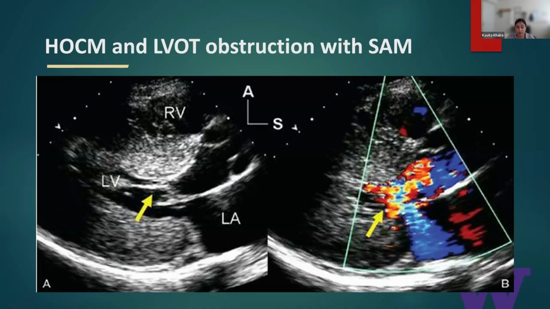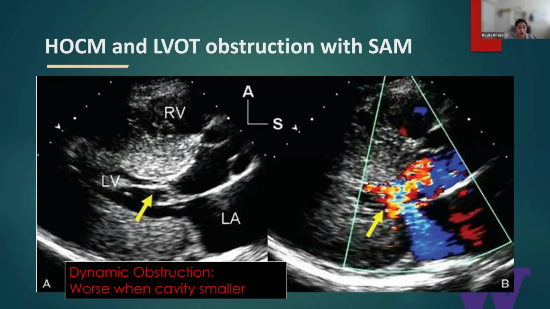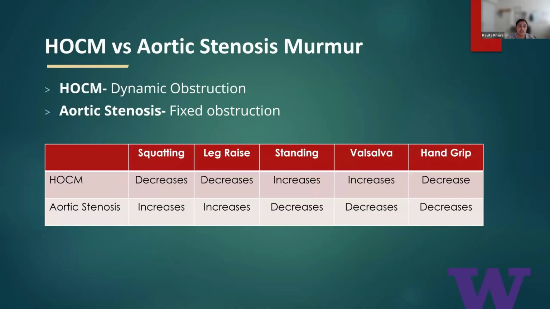with aortic stenosis versus hypertrophic cardiomyopathy is that aortic stenosis is a fixed obstruction. The valve is narrow and it's going to stay narrow regardless of your volume status and your loading conditions. Whereas in hypertrophic cardiomyopathy, the obstruction is dynamic. It can come and go. With medical treatment, with changes in volume status, et cetera, the obstruction can increase or decrease. The amount of obstruction is worse if a patient has a smaller cavity. So these are the maneuvers that you can do.